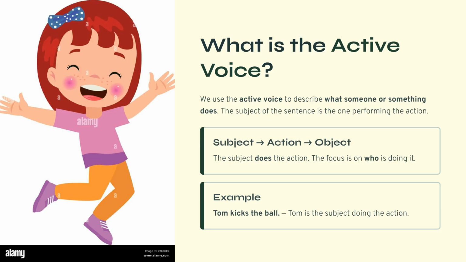The subject of the sentence is the one performing the action. For example, when we say Tom kicks the ball, Tom comes first because he does the action. Then comes the action kicks, and finally the ball. The subject does the action, and our focus is on who is doing it. Here, Tom is the subject doing the action.